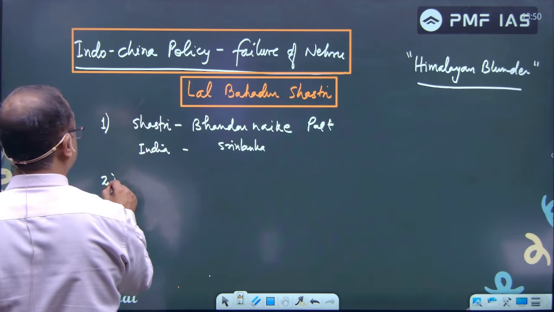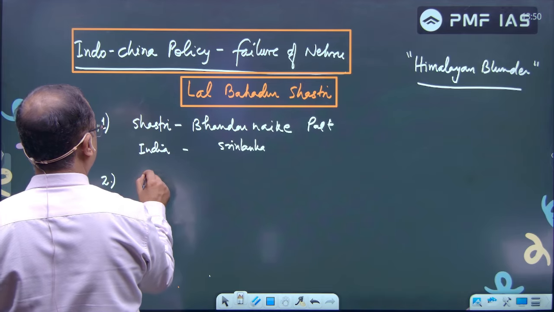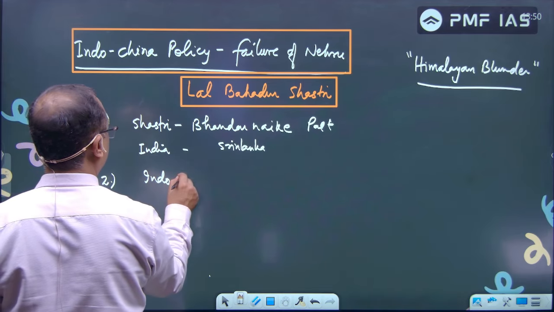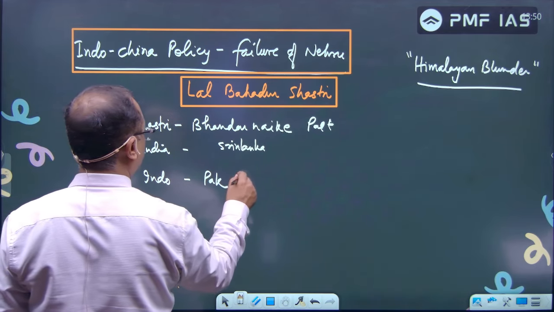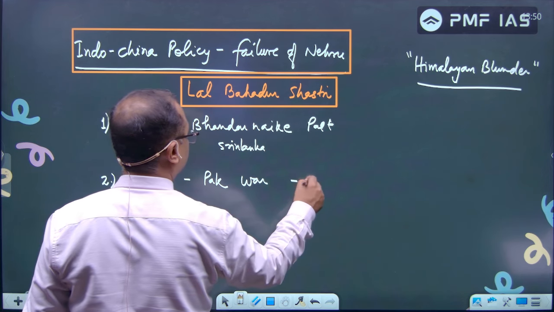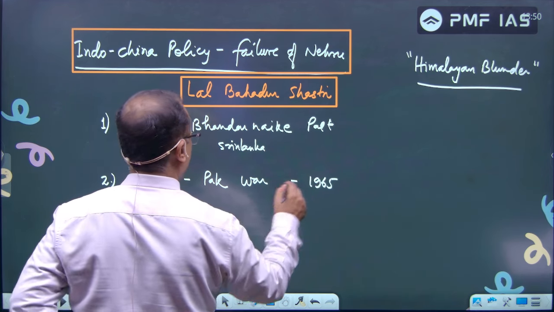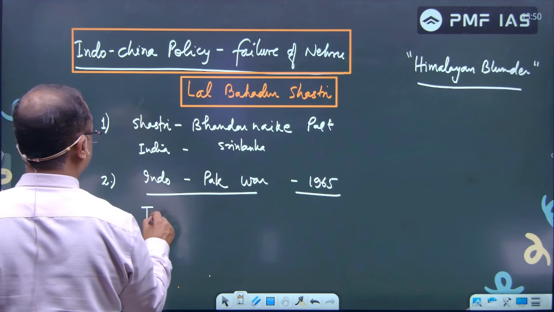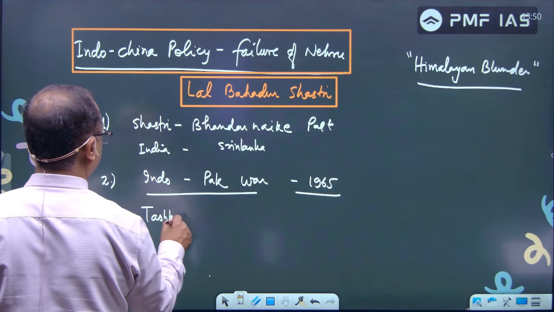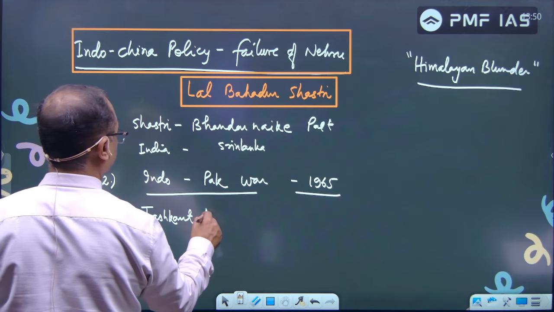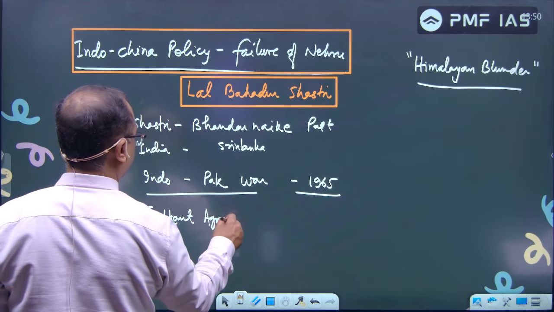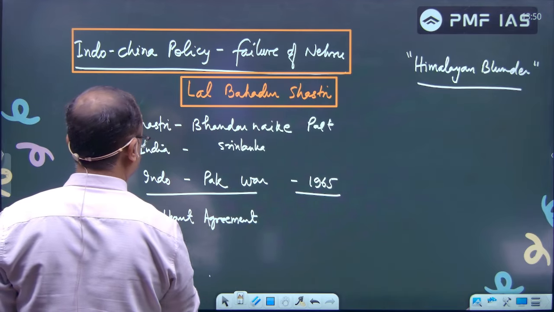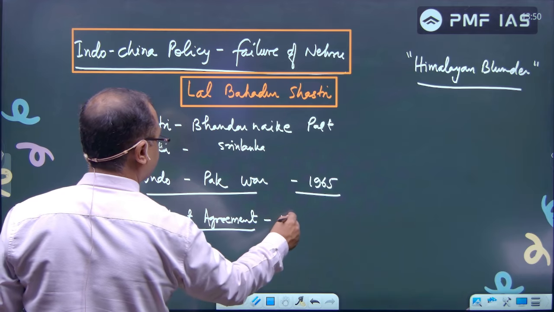Number 2, the second Indo-Pak War, 1965, took place during his term. And the Tashkent Agreement or Declaration was signed, the same year, 1965.